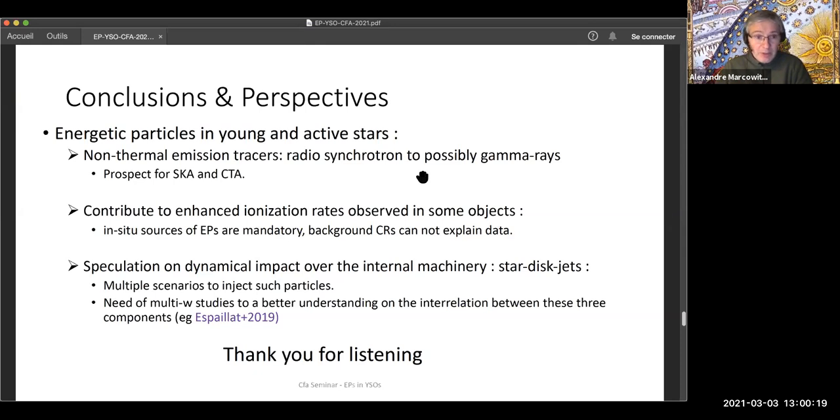More speculative work is on the internal machinery of star, disk, and jets. As I showed you, you have multiple scenarios to inject such particles. Now we are not sure that they may have any dynamical effect. But I think it could be nice also to look for more observations, especially multi-wavelength studies of these objects, combining, for instance, HST and Chandra data, which could be very useful, as in this recent nice publication by the Boston group. So really, thank you for listening, and sorry for the start of the talk.